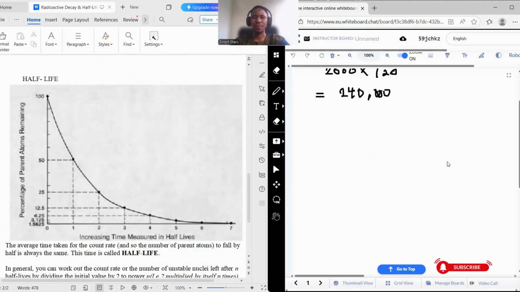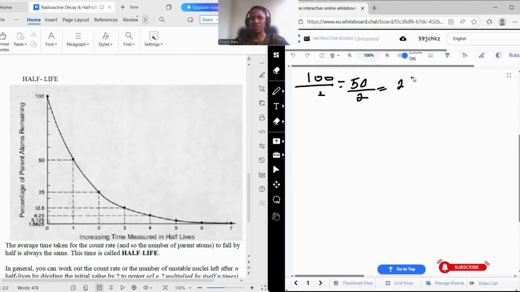So we go with half-life. What do we mean by half-life? It's just from its own word, half-life. It's the average time taken for the count rate to fall by half. That is what half-life is. For this count rate to fall by half, that is from 100 to fall by half, that is divided by 2, which is 50. And 50 to fall by half is 25. And 25 to fall by half is 12.5, and so on. It's just the average time for the count rate to fall by half.